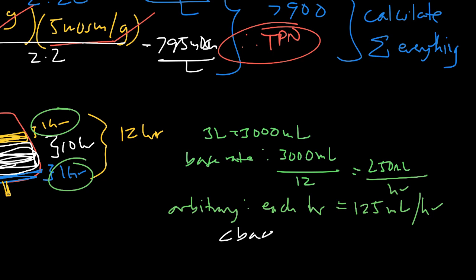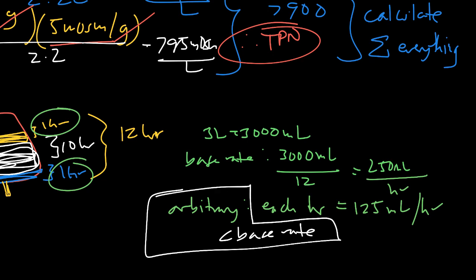So less than your base rate. Arbitrary rates are less than your base rate because remember you're tapering them. So they have to be tapering. First hour you taper up to get to the 250. Then the last hour you're going to taper down to decrease from 250. So the arbitrary rates at the 1 hour marks have to be less than the base rate. So 125 is less than your base rate of 250 per hour.